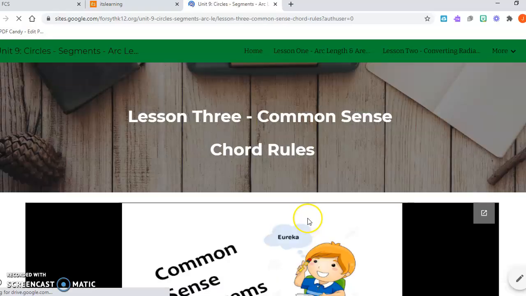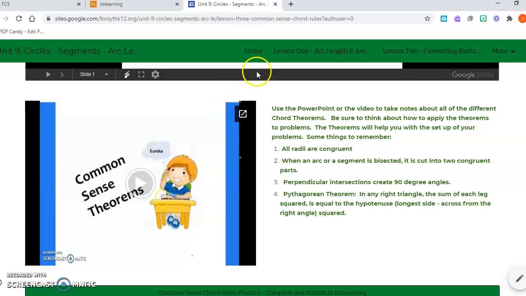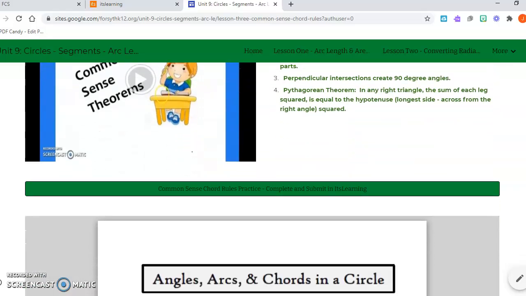After that, lesson 3 is the common sense chord rules. This is a PowerPoint, and this is the video. They are the same material. It's just your choice, whichever you prefer to use. Some things to remember are listed here for you about radii being congruent, just some other things you should read through and take notes on.